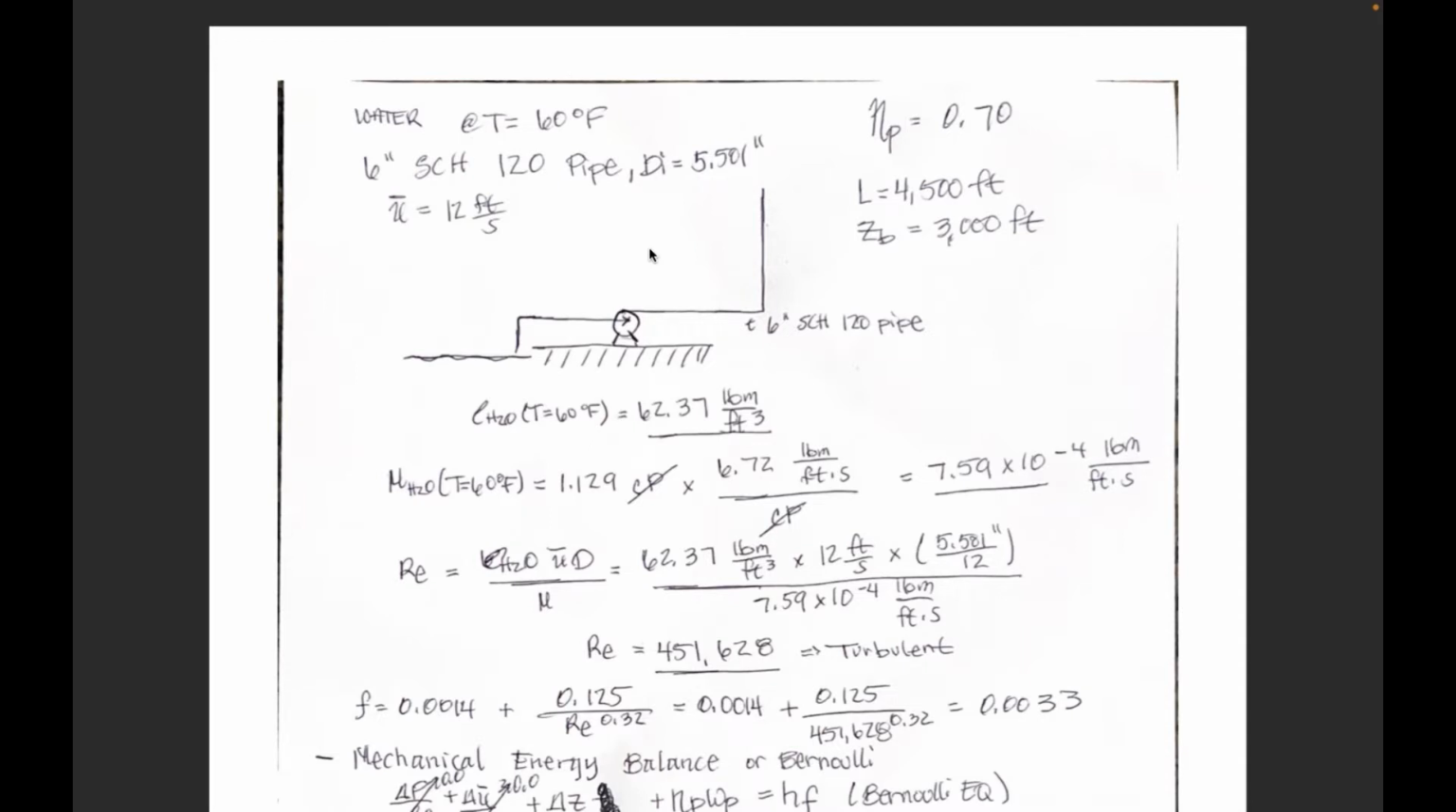And so, we got this. I don't know what this symbol is right here. I think it's eta, or it can just be eta sub P, and that's 0.7. That's the efficiency. And hopefully these look familiar to you. As we go along, you'll see why I use these symbols. L, length of the pipe, 4,500 feet. And then Z_B, the height, discharge point at 3,000 feet.